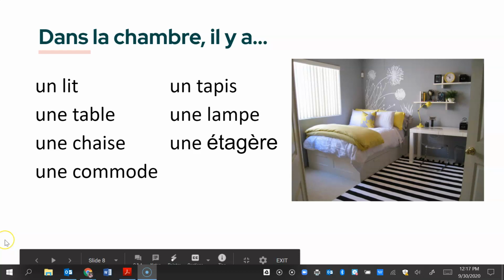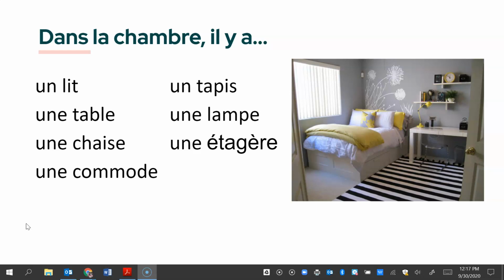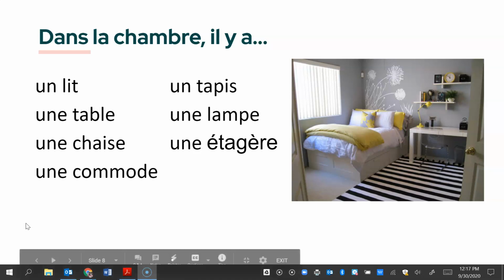Une commode, and that is a dresser. Un tapis, we know is a rug. Une lampe, we know is a lamp. And une étagère is a bookshelf.